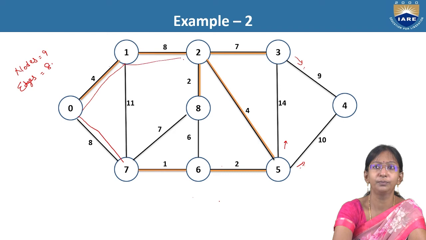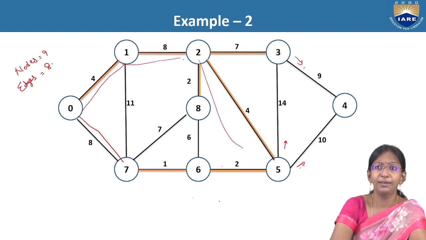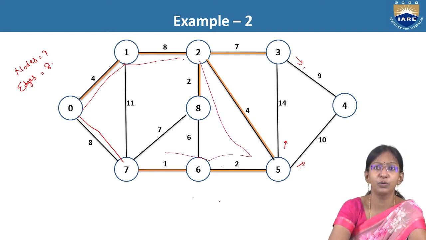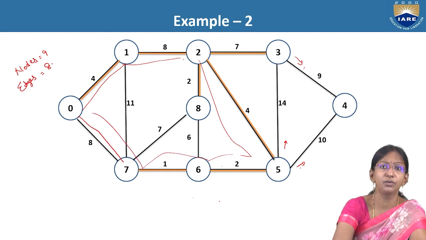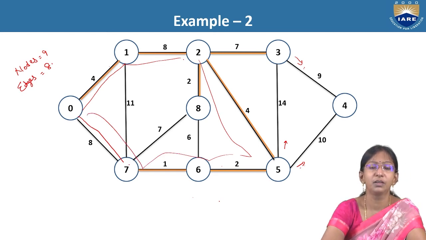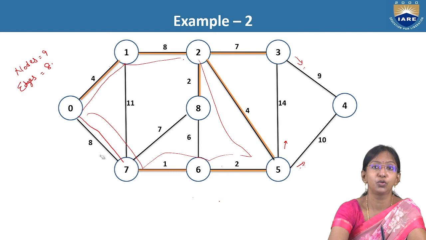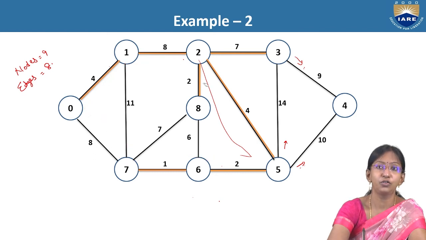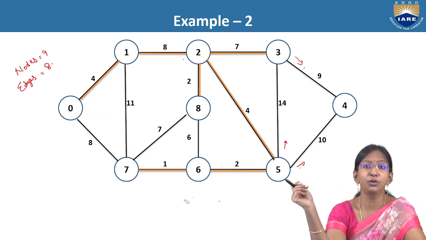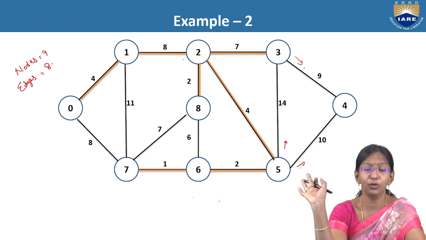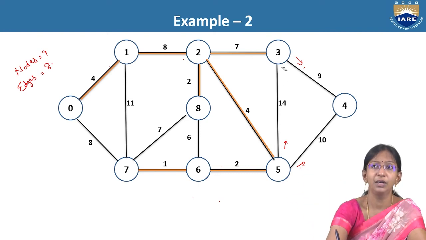1 to 2. 2 to 5. 5 to 6. 6 to 8. 7. 7 to 0. See? Is a cycle formed or not? So, adding the edge between 0 and 7 is not going to help us.